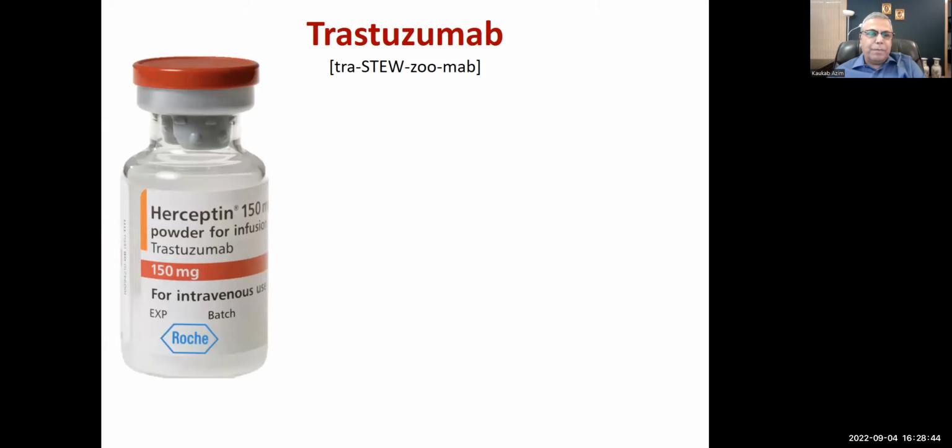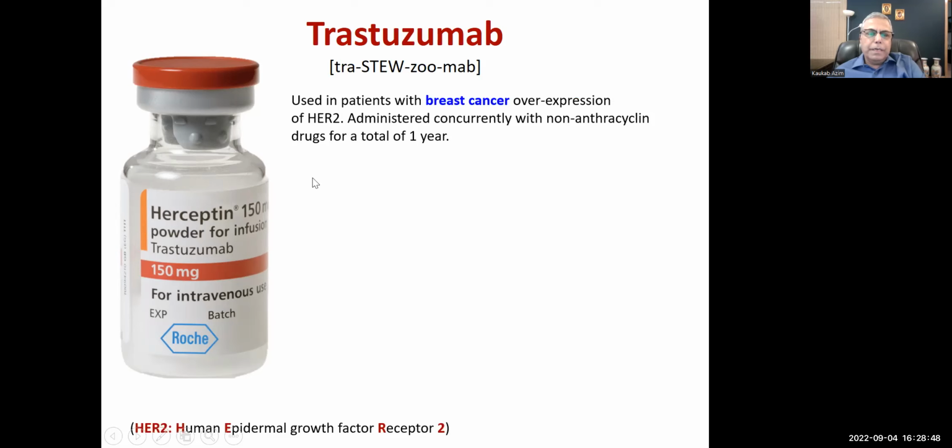Now, trastuzumab, it is known as Herceptin. That's the brand name. It is used in patients with breast cancer with expression of HER2 receptor.